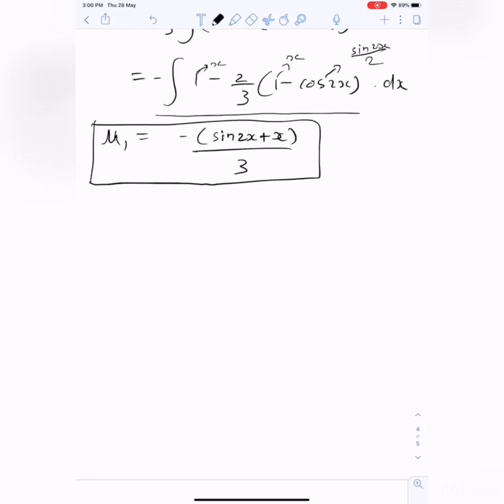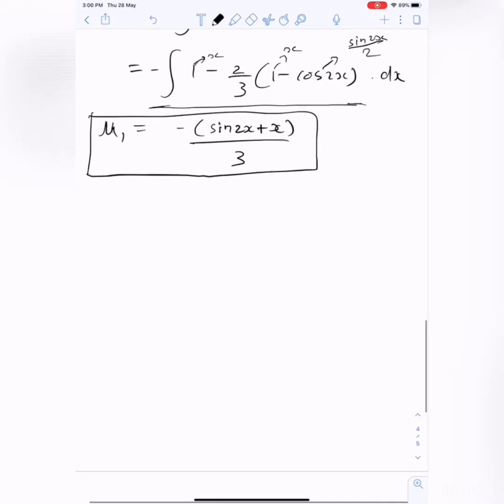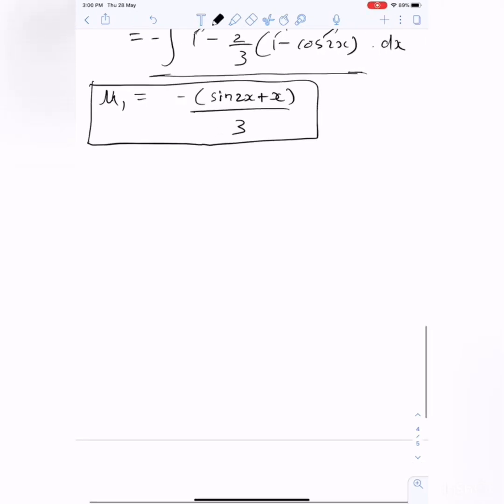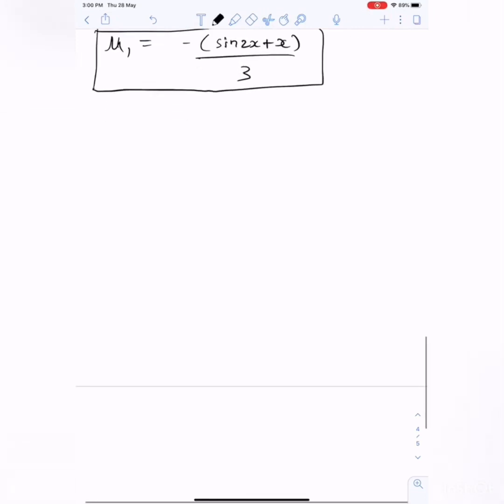So we have found our u1. This is just a very basic integral, so there's no point in solving it all over again. I just found the solution already. So our u1 would be sine of 2x plus x times negative 1 over 3. So let's now proceed to find u2.